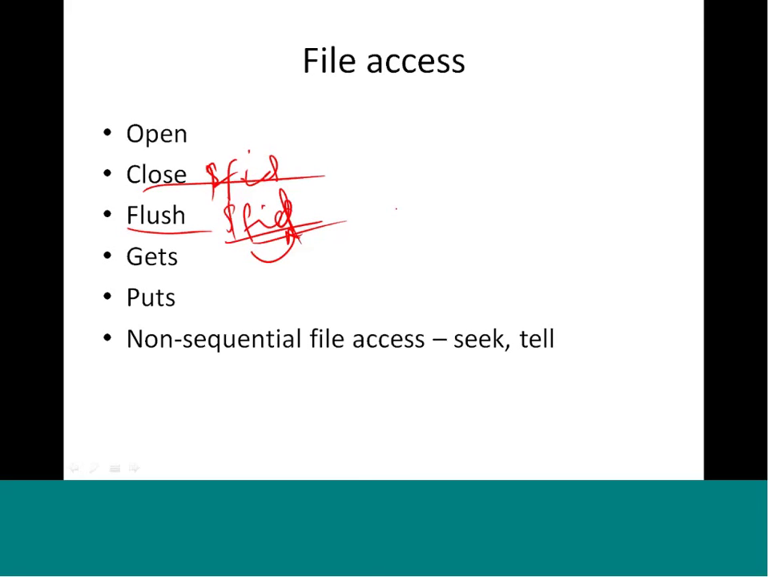Now we have two other commands to get information from the file or put something into the file. These are just gets and puts. The gets command, given the file ID and the variable, reads line by line into that variable. The puts command puts whatever is in the line into the file.